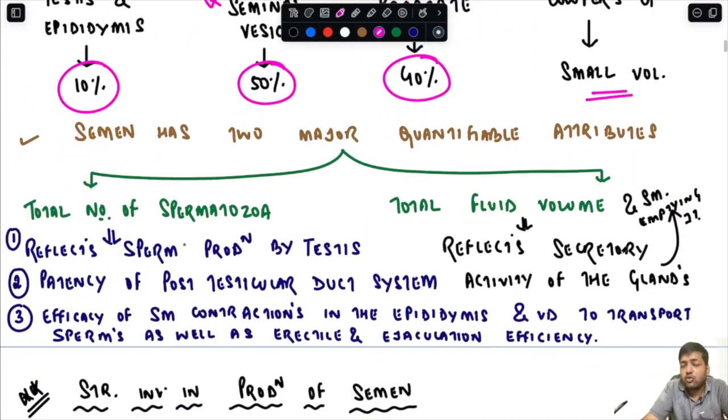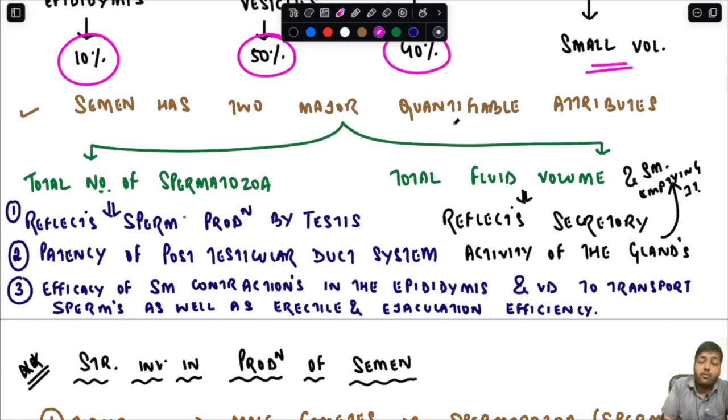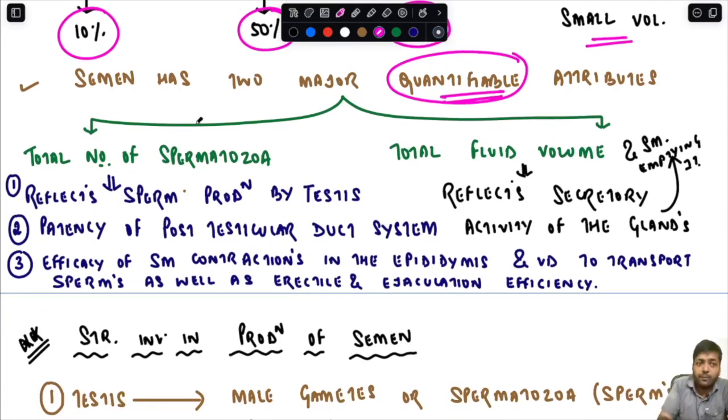Now, semen has two major quantifiable attributes. This term is actually coined by WHO. The examiner might just ask you plainly, what are the quantifiable attributes of the semen? You will get confused, and only those who have read the WHO will be able to answer such questions. So what are the major quantifiable attributes? There are two: the total number of spermatozoa and the total fluid volume.